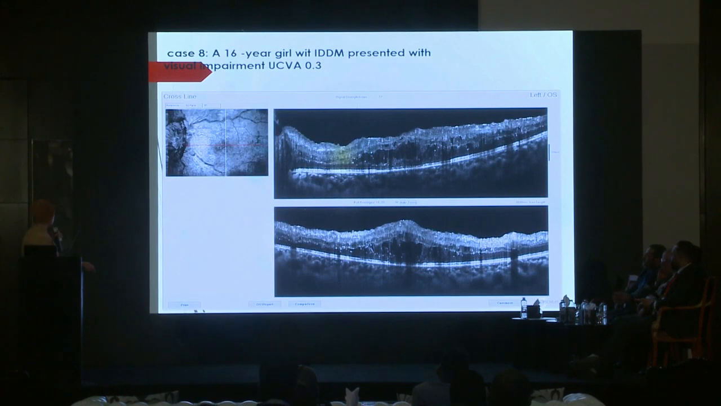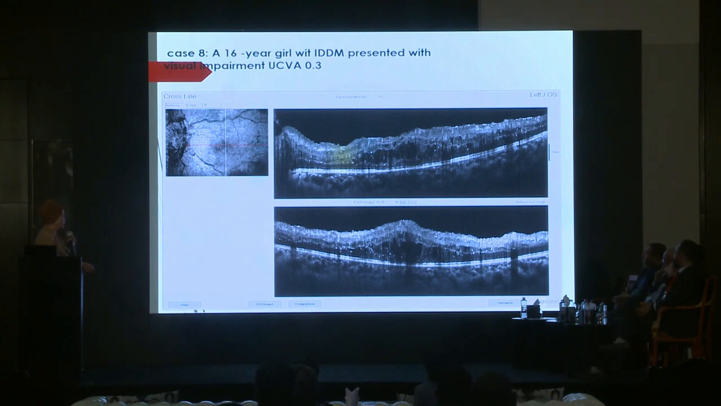And this is the eighth case: a 16-year-old girl with insulin-dependent diabetes, presenting with visual impairment and corrected visual acuity 0.3. And this OCT finding shows combined BDR with maculopathy. So, Dr. Hassan, your interpretation regarding this case?